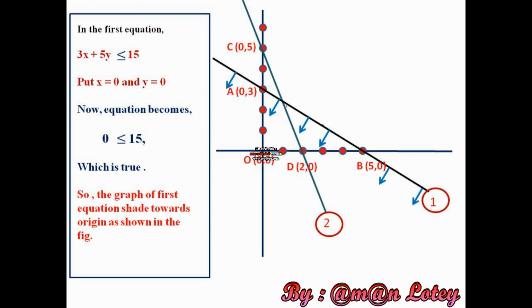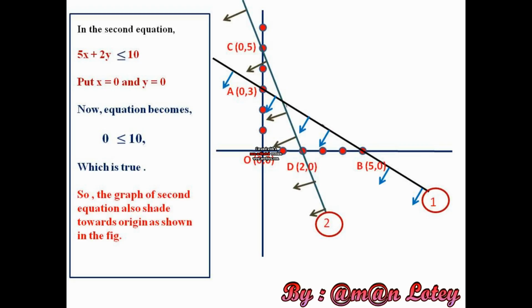In order to find the feasible solution which maximizes the objective function of the linear programming problem, we have to shade the regions on the graph. In the first equation, 3x plus 5y is less than or equal to 15. Put x equal to 0 and y equal to 0. After putting these values, we get 0 is less than or equal to 15, which is true, because 0 is always less than 15. If the condition is true, we have to shade the graph toward the origin. But if the condition is false, we have to shade the graph away from the origin. In this case, the condition is true, so we shade toward the origin as shown in the figure.